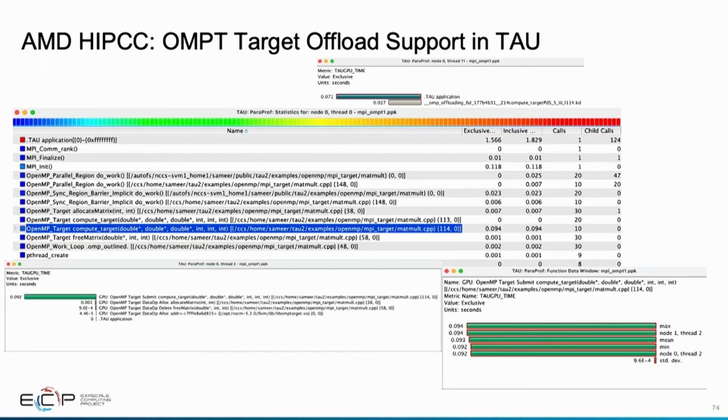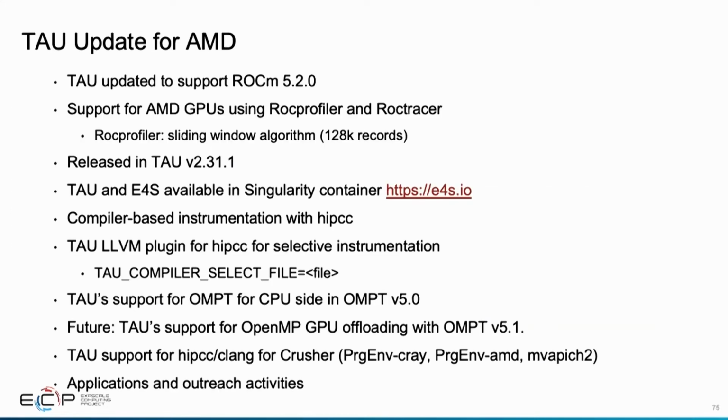And an example of OpenMP target offload support in TAU, where you can see the kernel execution name, you can see the OpenMP name mapped right back to the source code, and exactly what the launch commands of GPU runtimes look like. So we have support for OMPT. Here is some information about an update on the AMD GPUs. It will run on Crusher and other systems.